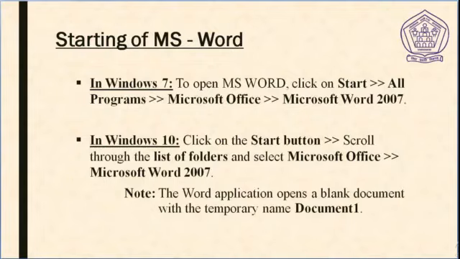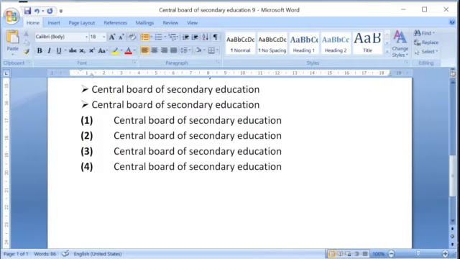Okay? But if you have Windows 10 on your computer, then you have to click on the start button. Then a list of folders will be displayed, and you have to select Microsoft Office from those folders. Then click on Microsoft Word 2007. Then your window will be opened like this.